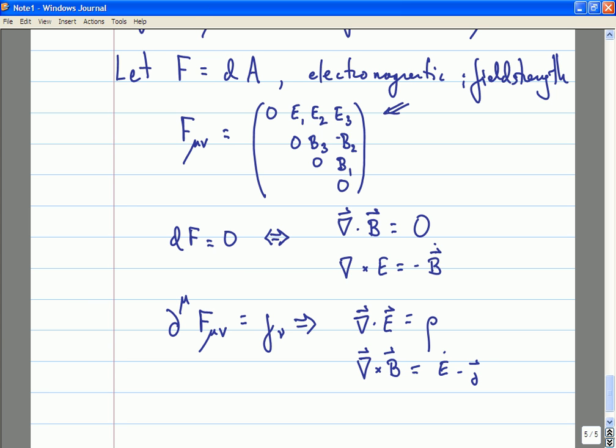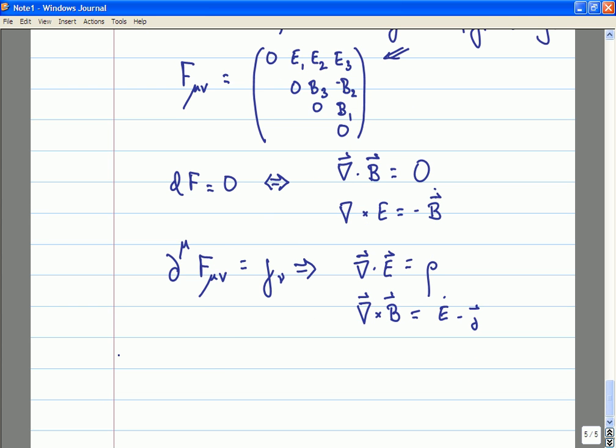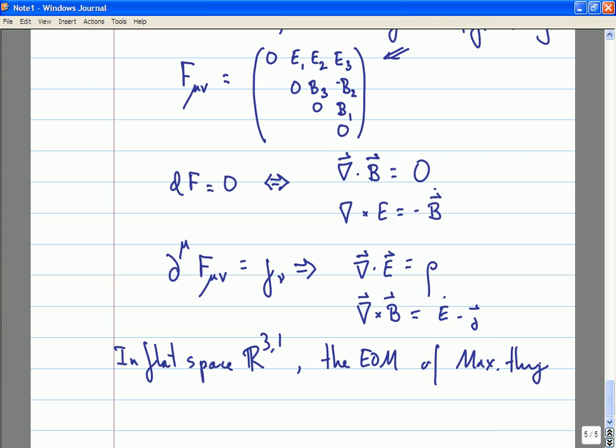So, just to summarize, in flat space, namely in Minkowski space R^{3,1}, the equations of motion of Maxwell theory are the statement that F is the exterior derivative of our 1 form potential, and d_mu F^{mu nu} is equal to J^nu.